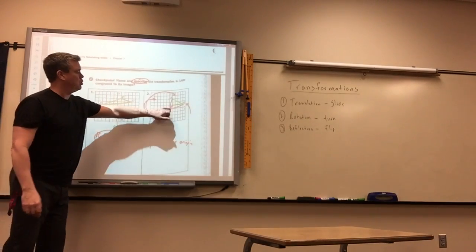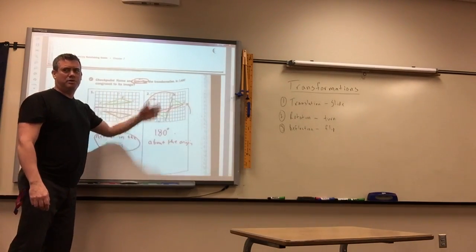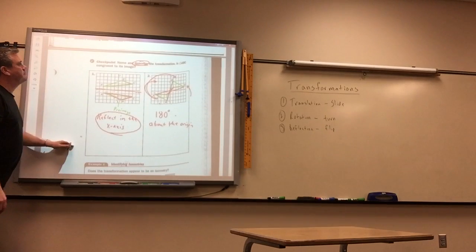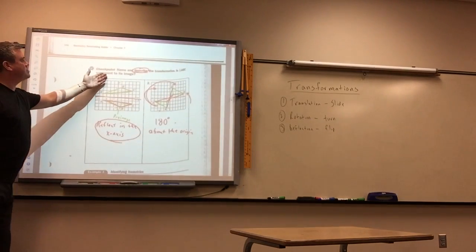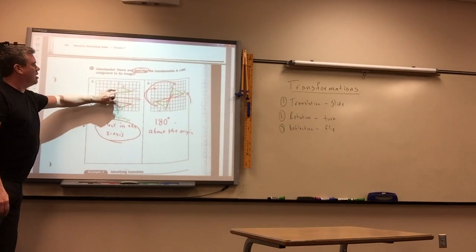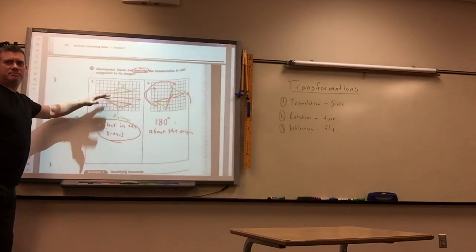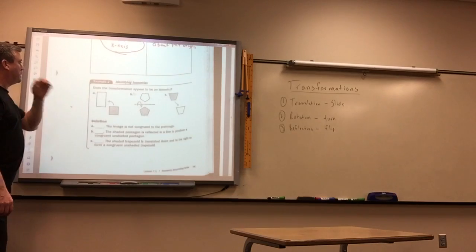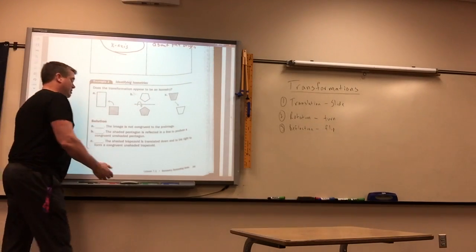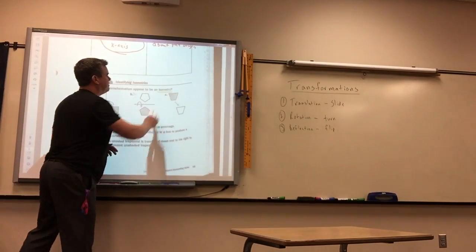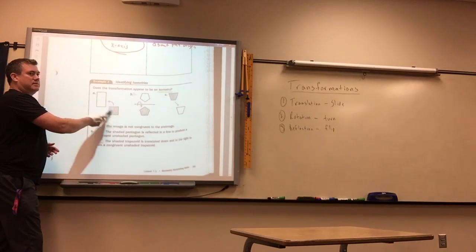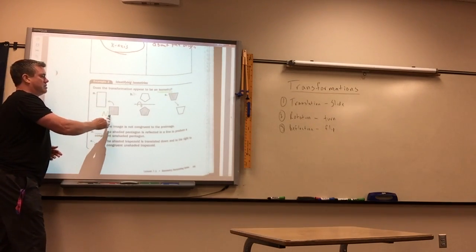Most of the stuff we do will be rotated around or about the origin. And then again they ask, are they congruent to each other? Yeah, they are. They didn't change sizes, they just moved. So, these are easy. Do these appear to be in isometry? No. No, they're different sizes.